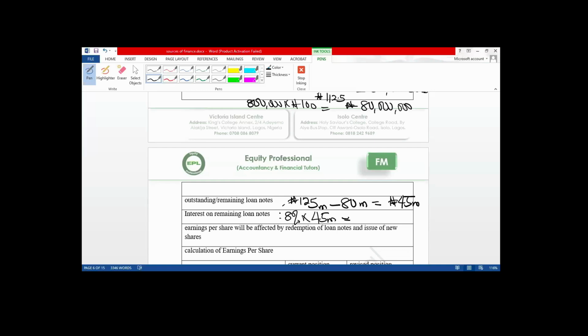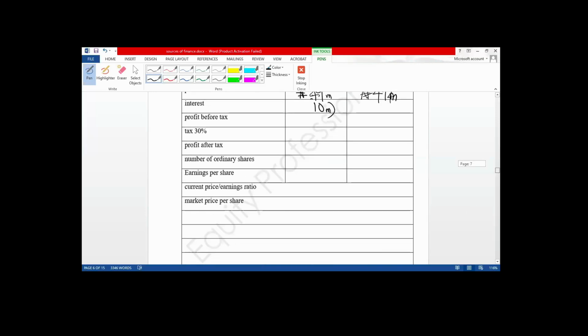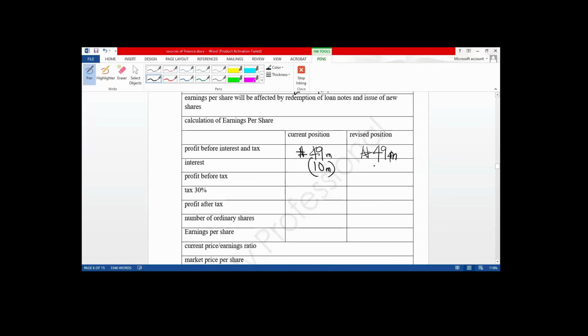3.6 million. That means the interest is now 3.6 million. 80 million has been repaid. The remaining debt is now 45 million. The interest is now 3.6 million. You have 3.6 million. Please compute your profits before tax.